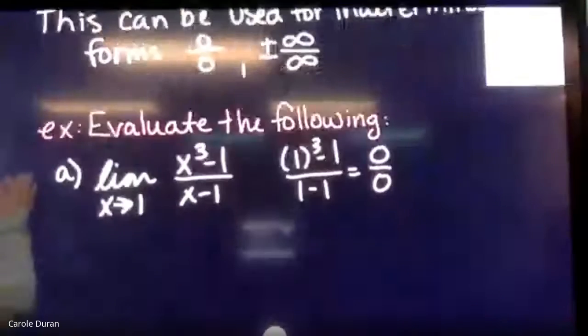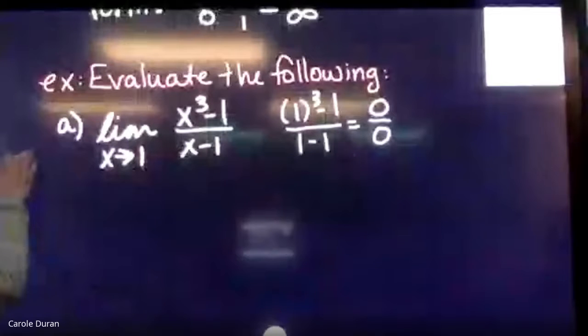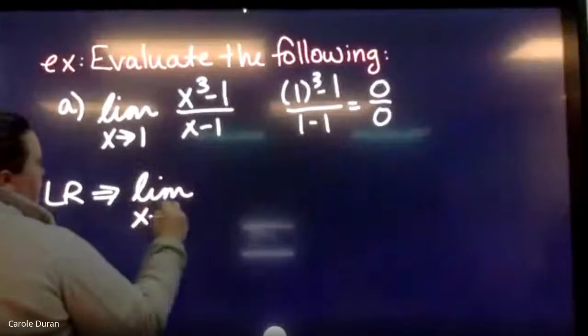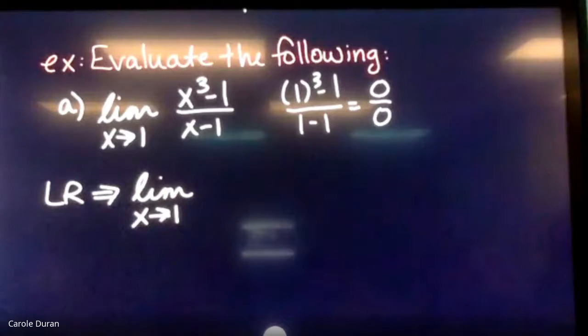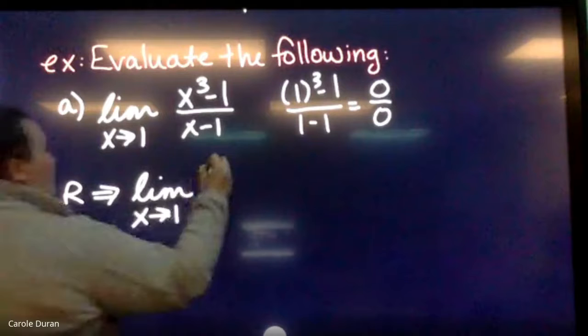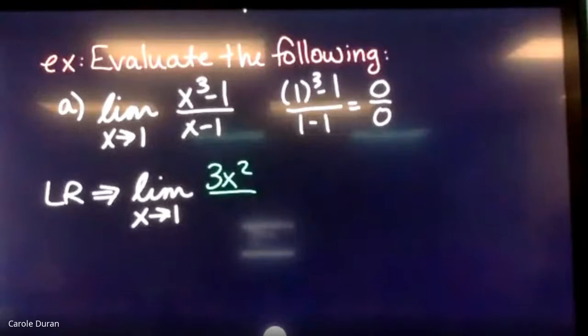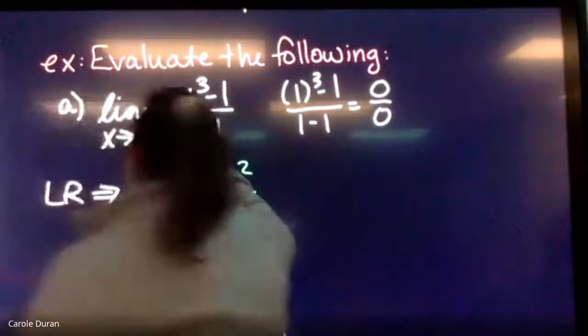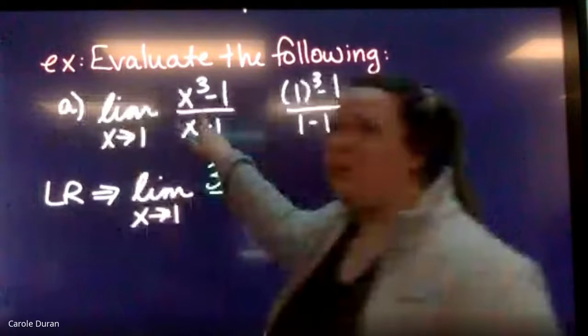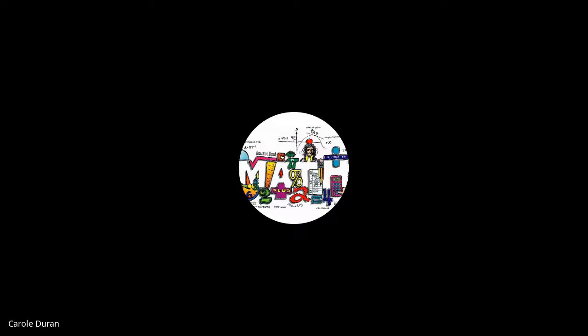So L'Hopital's rule says that I'm now going to take the limit as x goes to 1 of the derivative of my numerator over the derivative of my denominator. So what is the derivative of x cubed minus 1? 3x squared. So that's my new numerator. And then what's the derivative of my denominator x minus 1? 1. Because the derivative of 1 is 0 and the derivative of x is 1. Once I've taken the derivative of my top and my bottom, I now plug this limit value in to see if I get an answer.